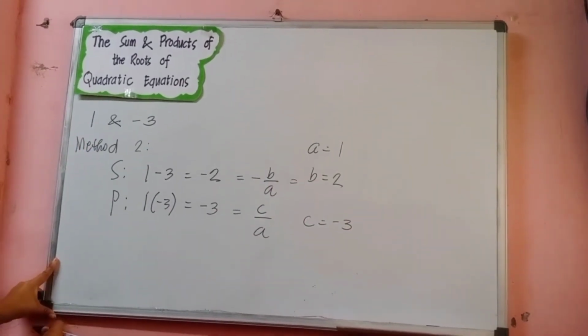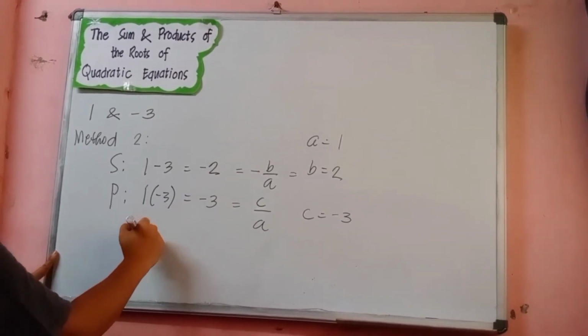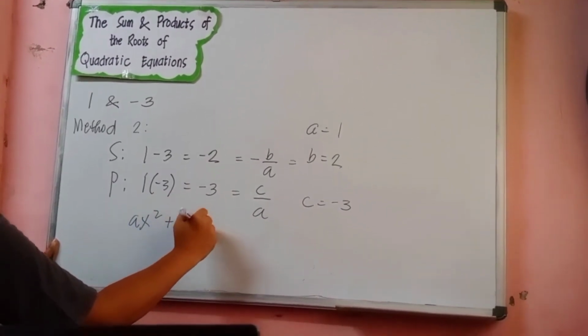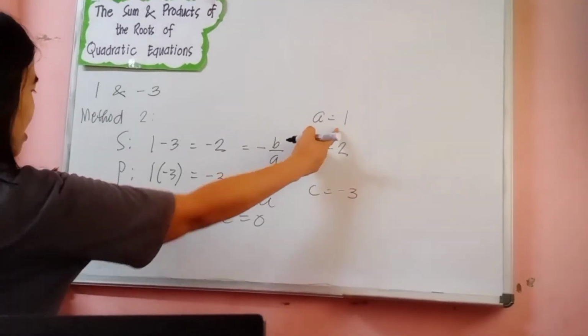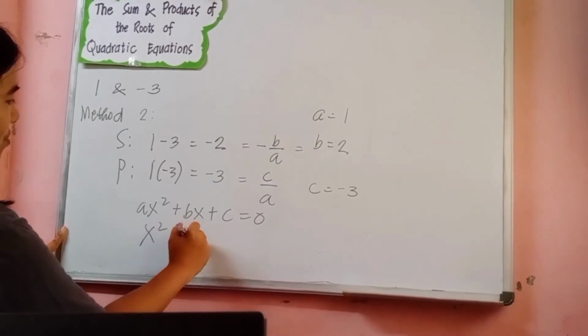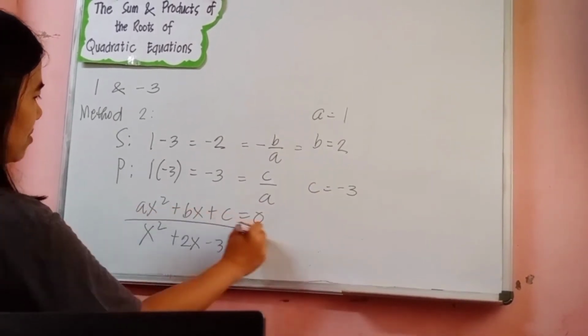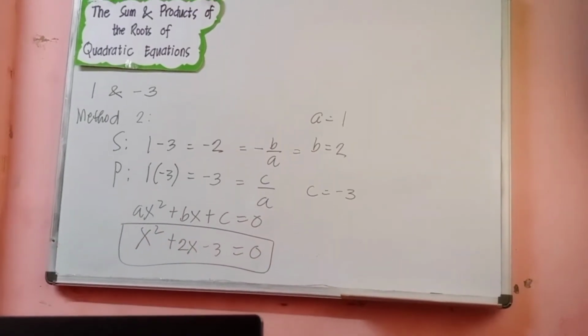So, to get the quadratic equation, we simply substitute to the standard form ax squared plus bx plus c equals 0. Our a is 1, so that's x squared. Our b is 2, so that's positive 2x. And then c is negative 3, equals 0. So that is the quadratic equation.